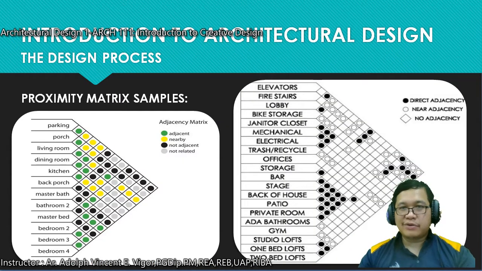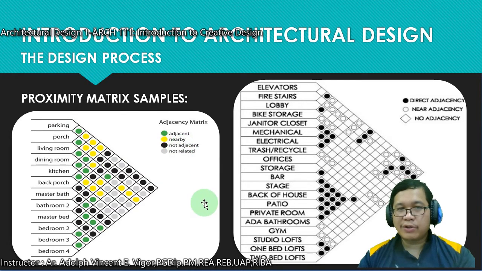So this is what you call the proximity matrix, class. It's relatively easy to use. All you have to do is list the corresponding spaces. Then you make a legend here. For example, the parking and the porch, find their intersection. So the parking and the porch should be adjacent. But the living room and the parking would be just nearby. But the back porch and the parking is not adjacent.